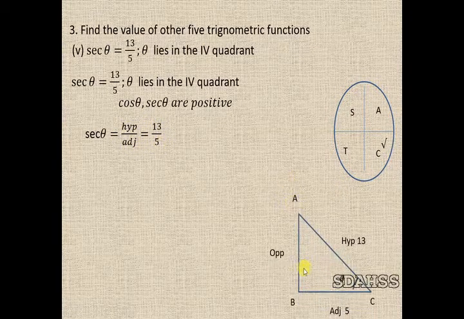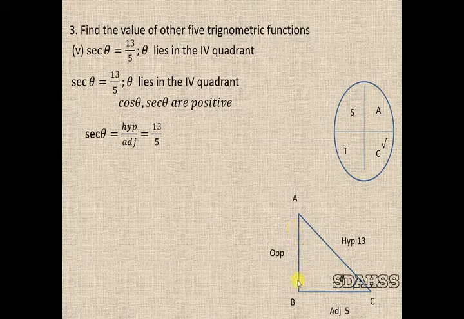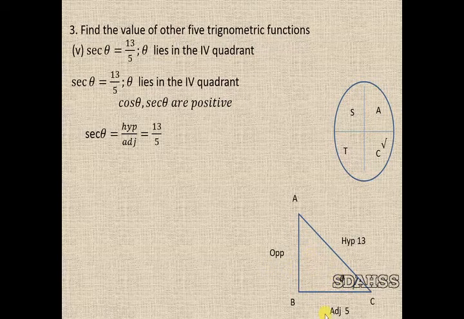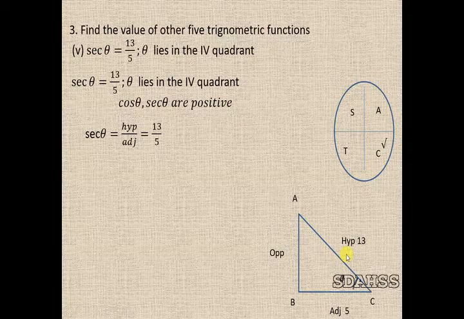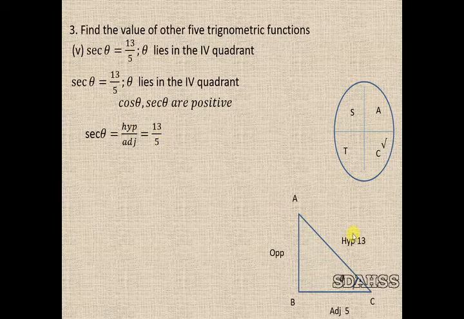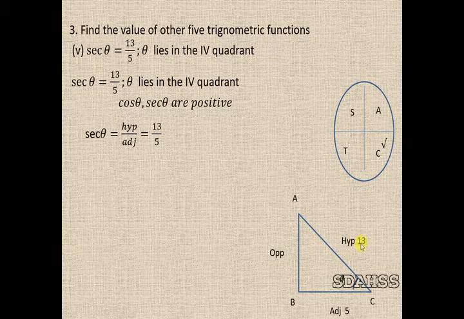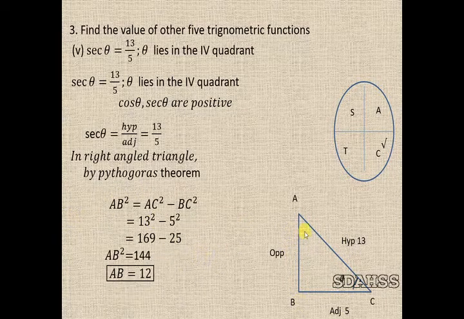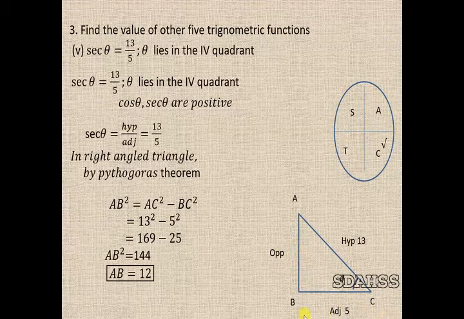Consider a right angle triangle and name it ABC. This is angle theta, opposite side, adjacent side, and this is the hypotenuse side. Here secant theta is equal to 13 by 5, so hypotenuse side 13, adjacent side 5. In a right angle triangle, use the Pythagoras theorem. We know that AB square is equal to AC square minus BC square.